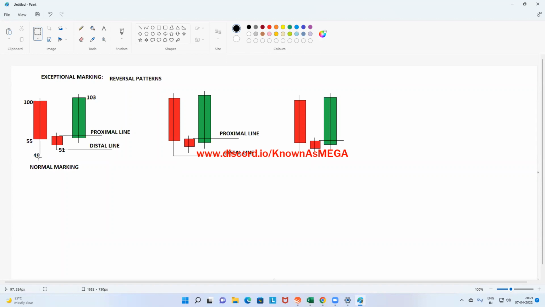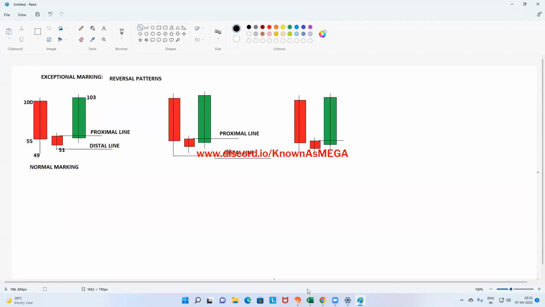Where did the price reverse from here, Rajesh? Price reversed from 55 or 49 or 51? 49. So you're marking the distal line at 49, thinking there could be some pending orders at 48. If you mark the distal line here, your stop loss would be here, but there are high chances that your stop loss might get hit and you will be out of the trade. So in this case, your stop loss would be here. Chances are that the reversal can happen much before this.